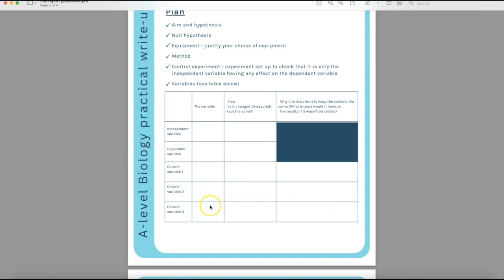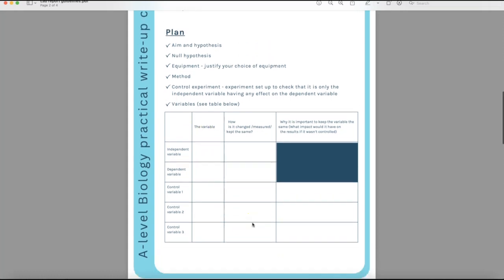Again, state what the variable is, how you're going to keep it the same, and then also why it's important to keep it the same. So basically, if you didn't control it, what effect might it have on the results? Now again, the level of detail here is the maximum level of detail you could be required to give. You might not be asked to provide that level of detail.